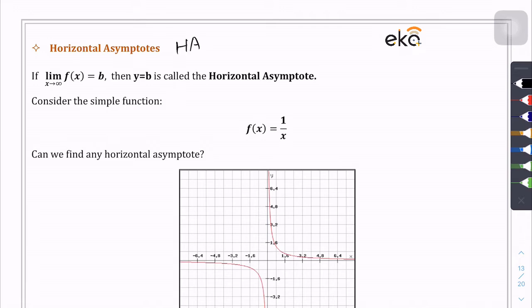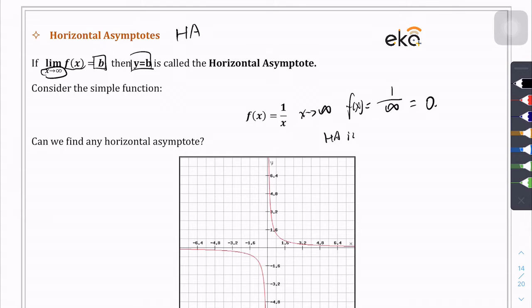HA is when x approaching infinity and the function equals a constant number, then y equals that number is called the HA. Consider the simple function f(x) equals 1 over x. When x is approaching infinity, the function is approaching 1 over infinity, which is about 0. So the HA is y equals 0, right here. This line.